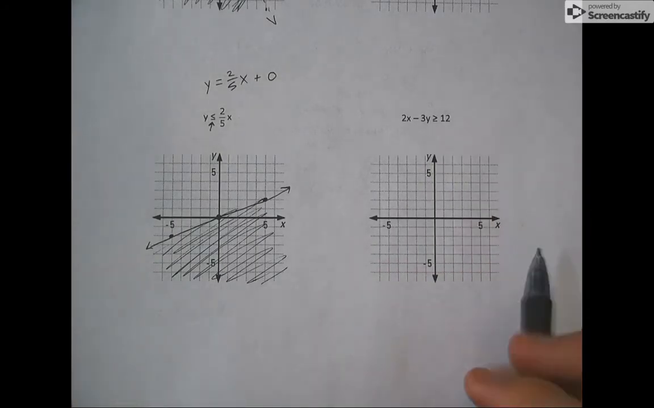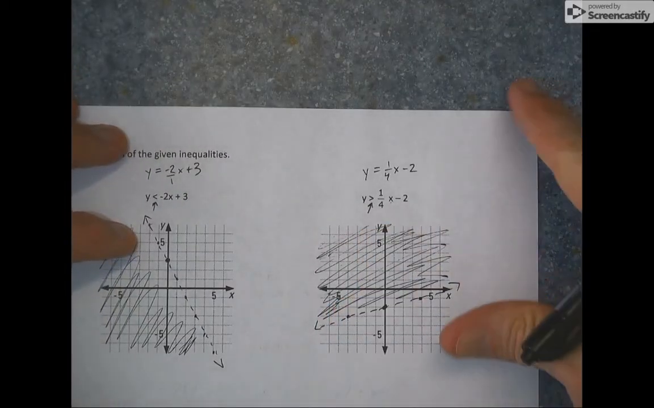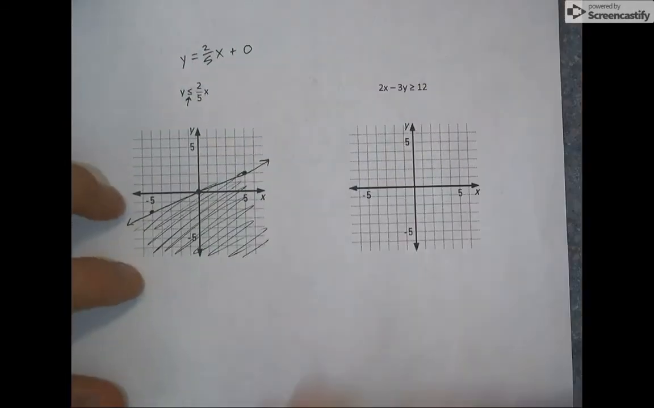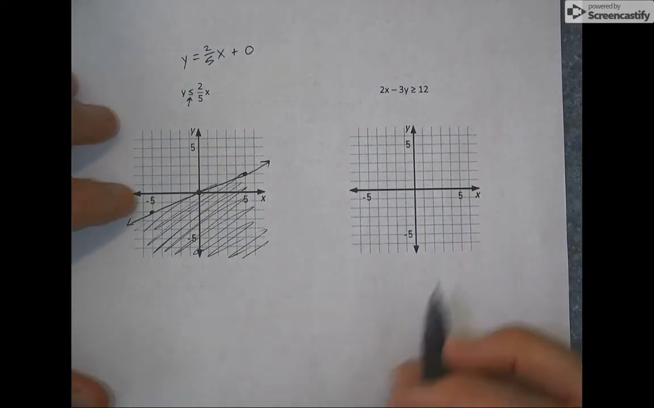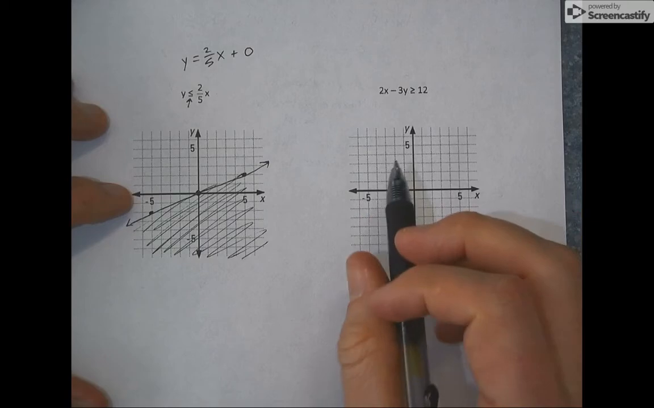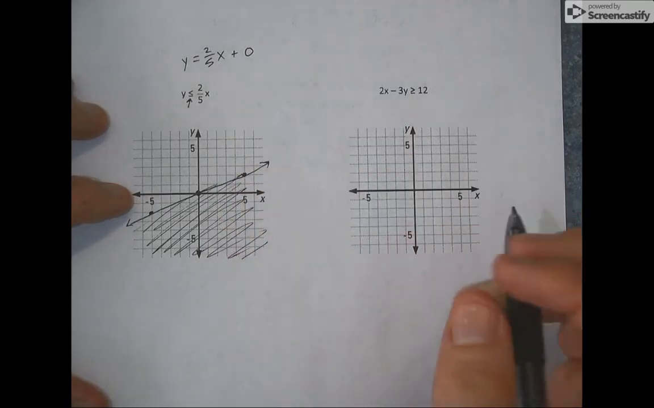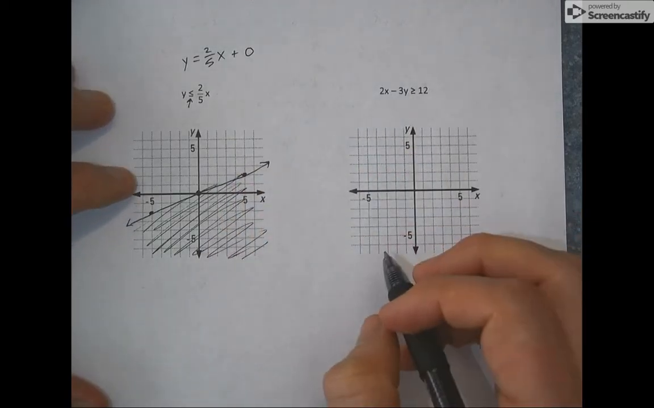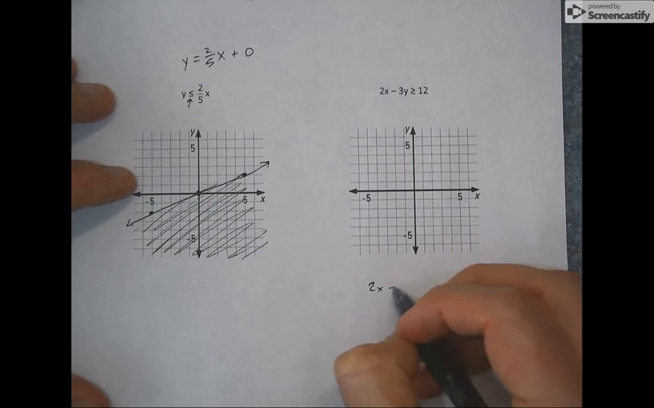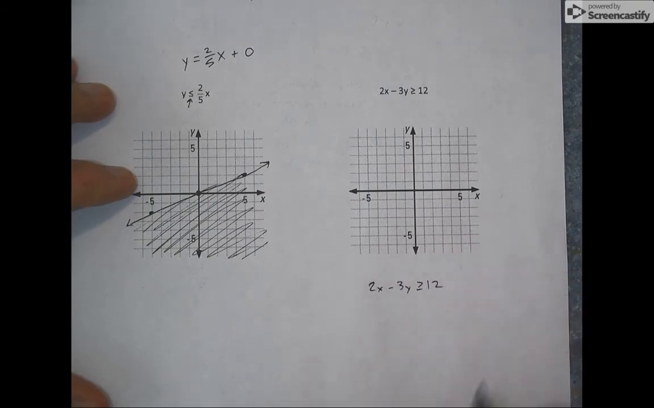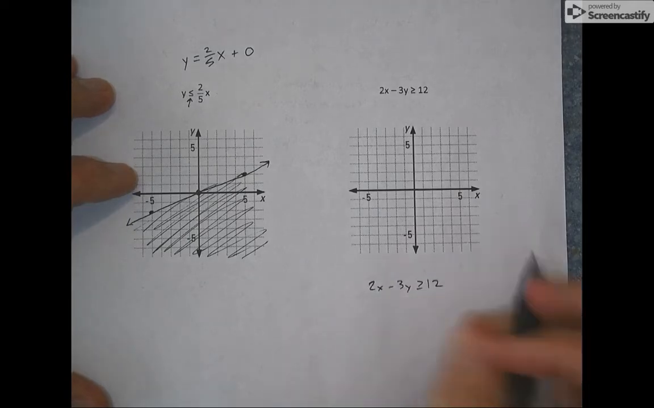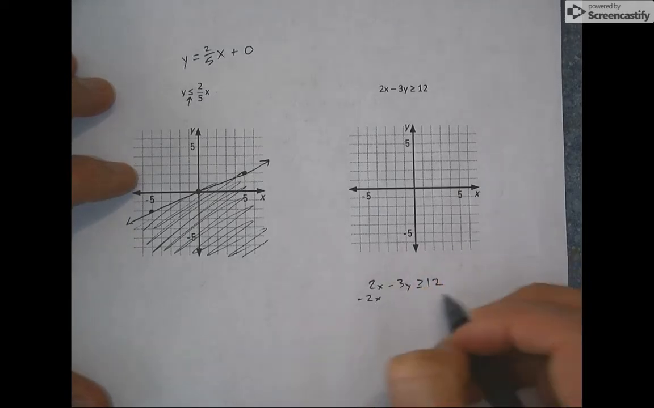To put this on the graph, the easiest way to do it is to have one that's in this slope-intercept form. So we're going to take this and solve it for y so that it says y equals, and then it looks like the rest of these, and we've got a nice slope and intercept. So we're going to take 2x minus 3y. I'm just going to bring it down here so I've got some room to work with. I'm going to solve it for y. So minus 2x.